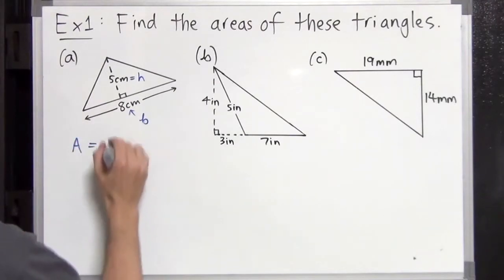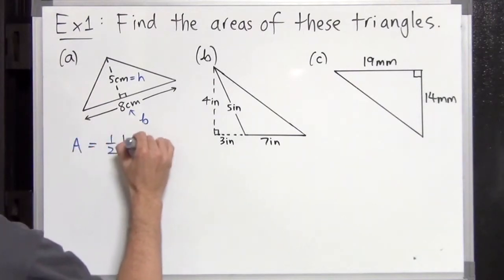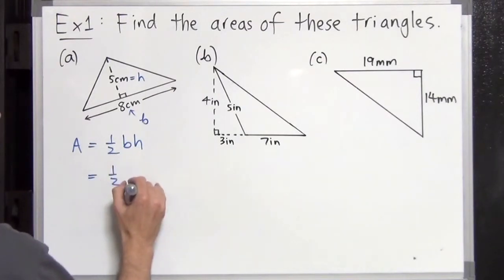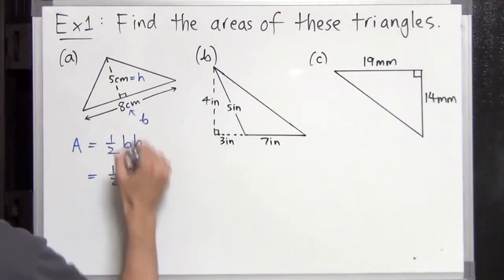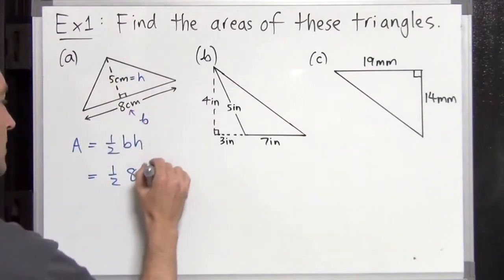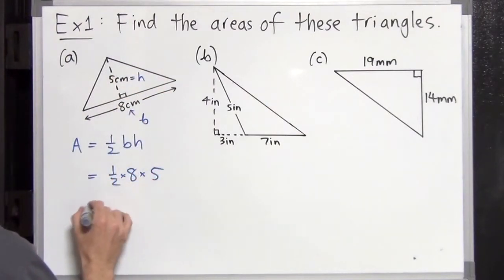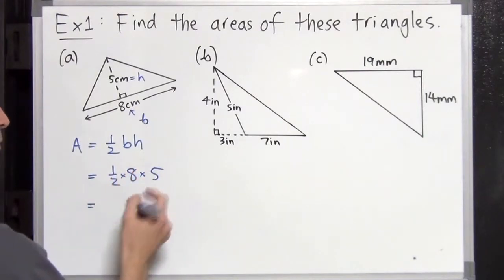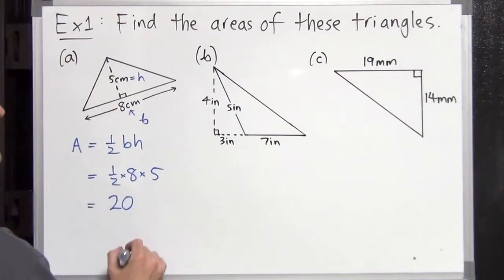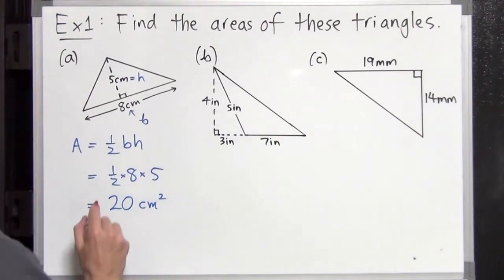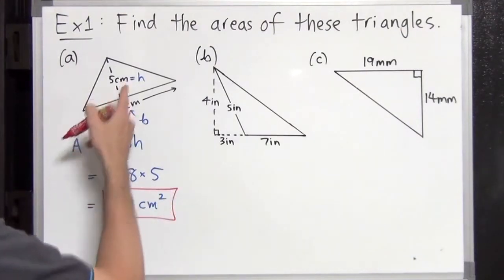Area, I'll use capital A, equals 1/2 bh. We'll just write the formula while we're getting used to it. A half. b is 8 and h is 5. Remember, these are being multiplied. Times. A half times 8 is 4. 4 5s are 20. So our area is 20 square centimeters for this triangle here.